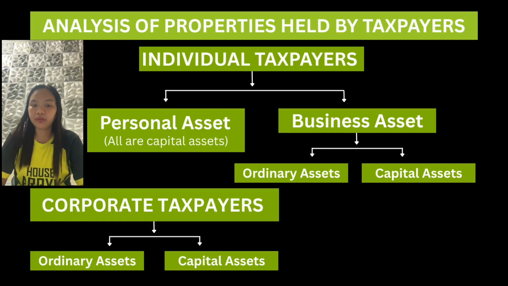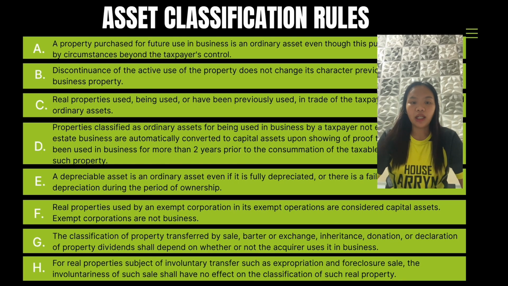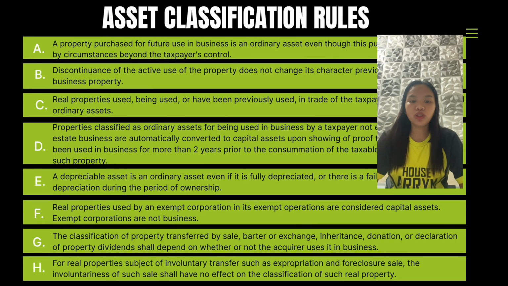The classification significantly impacts how the asset is treated for tax purposes. So now, asset classification rules. This section details the rules for classifying assets as either ordinary assets or capital assets for tax purposes. The classification significantly impacts how gain from the sale of these assets is taxed.